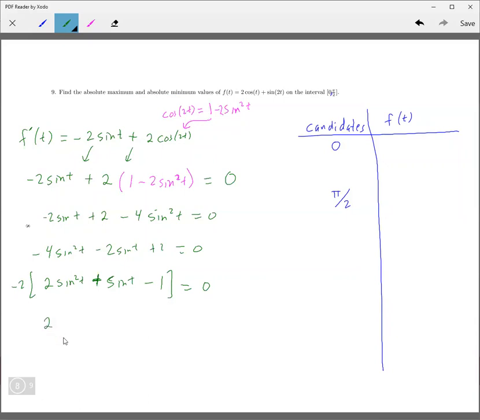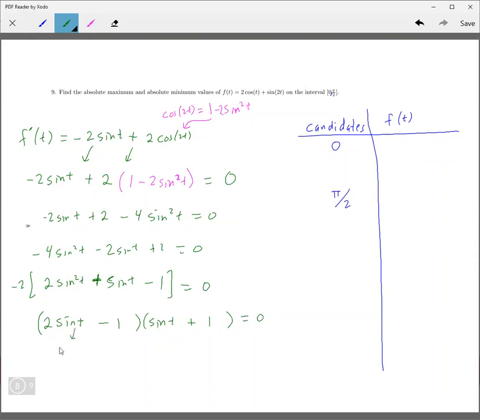But this right here, of course, sine squared t is sine t times sine t, right? And so sine t times 2 sine t will be 2 sine squared t. And then if I put a plus 1 there and a minus 1 there, I think that does it. Yeah, so when I multiply this out, I get this. Okay, so that's setting equal to 0.